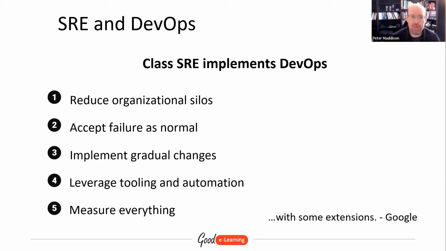So some examples of this, if we think of some of the extensions, would be things like thinking of operations as a software problem, managing explicitly by SLOs, and using that to understand how our service is operating, and then working to minimize the amount of toil and manual work within the environment. And we'll talk about these concepts in much more detail as we go through this.